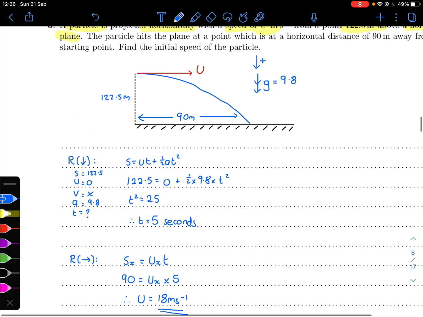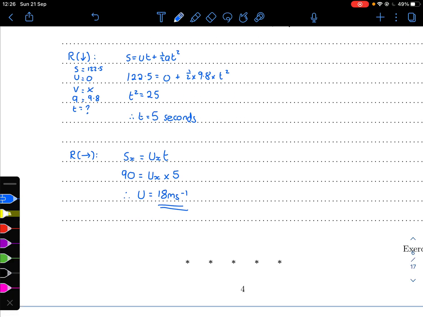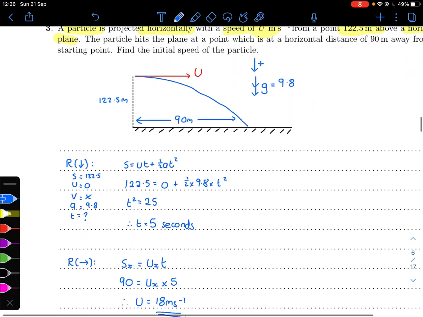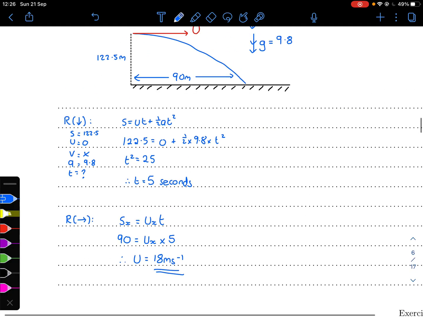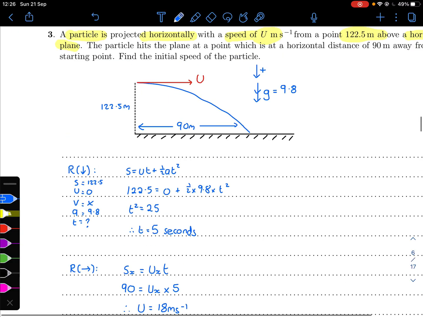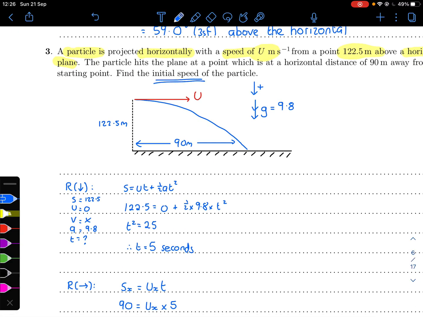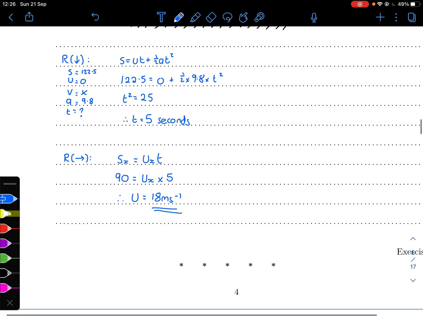And that's it, because it was fired horizontally. If it was fired at an angle, we would need to find the vertical component and combine the two to find out the initial velocity, or initial speed, as it was asked for in this case. So if for some reason we'd got a negative answer because of the direction, we would not quote that as our speed. We would have to call it a positive value, as speed cannot be negative.